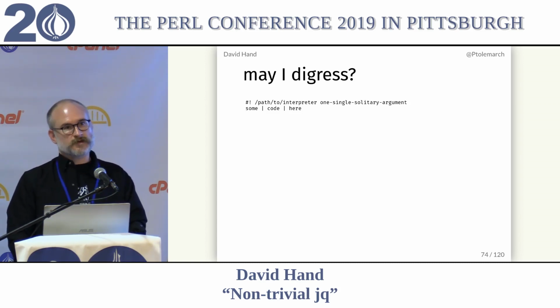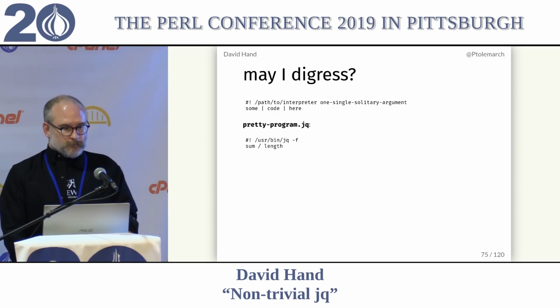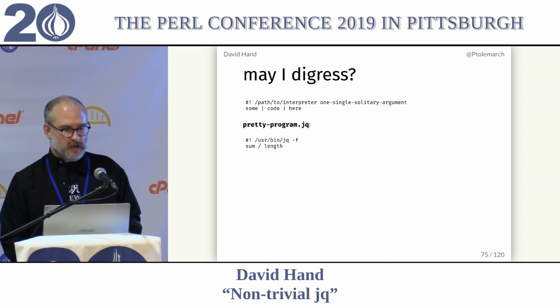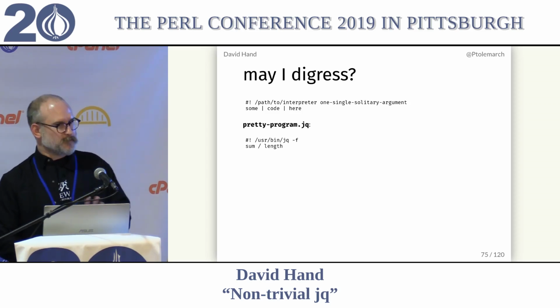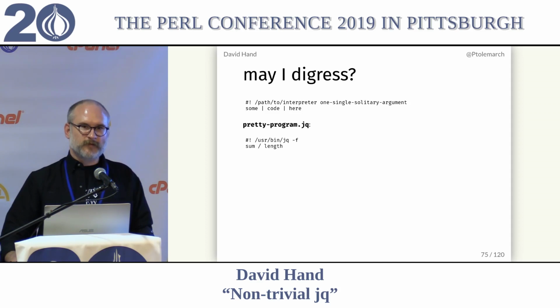Right, which in turn makes it a little bit challenging to build Perl in a directory that has a space, in Windows, right? So, anyway, let's say I have this program, shebang /usr/bin/jq -f. I meant to do more of a slide on this, but let me just do this real quick. The program here is sum divided by length.